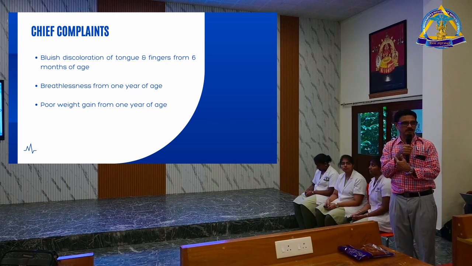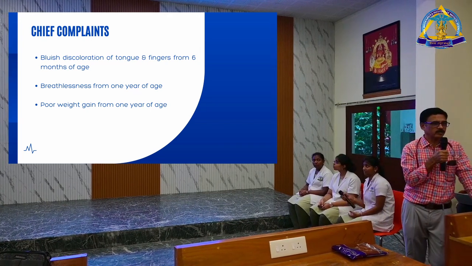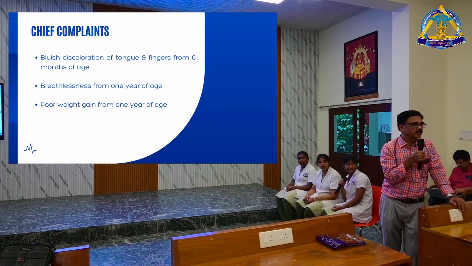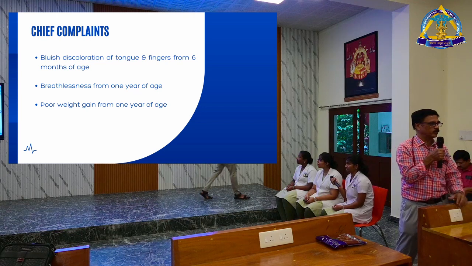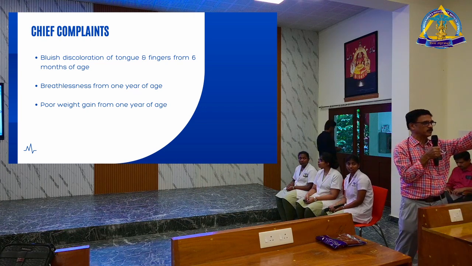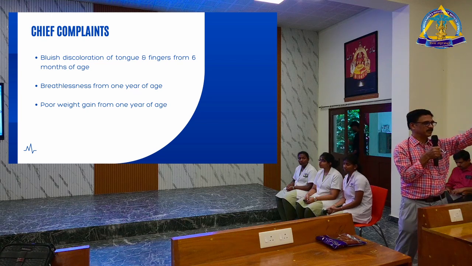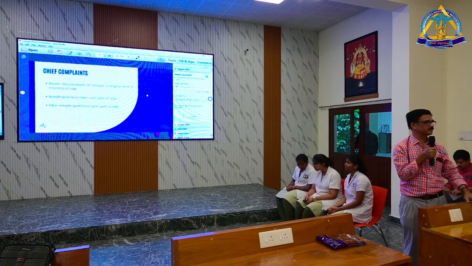Are you sure? Is it decreased pulmonary flow? Increased pulmonary flow? But the child is having breathlessness and poor weight gain. We have told that when there is increased pulmonary blood flow, there are recurrent respiratory infections, failure to thrive, and breathlessness. But here, there is decreased pulmonary blood flow and breathlessness.